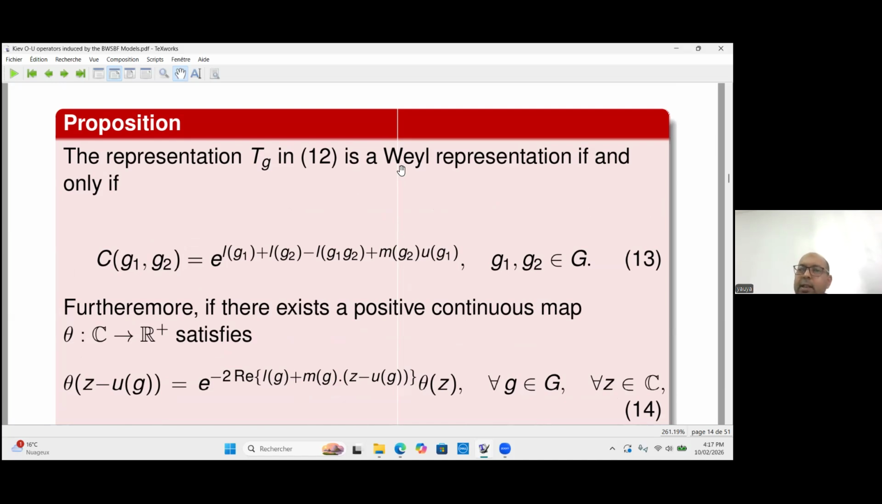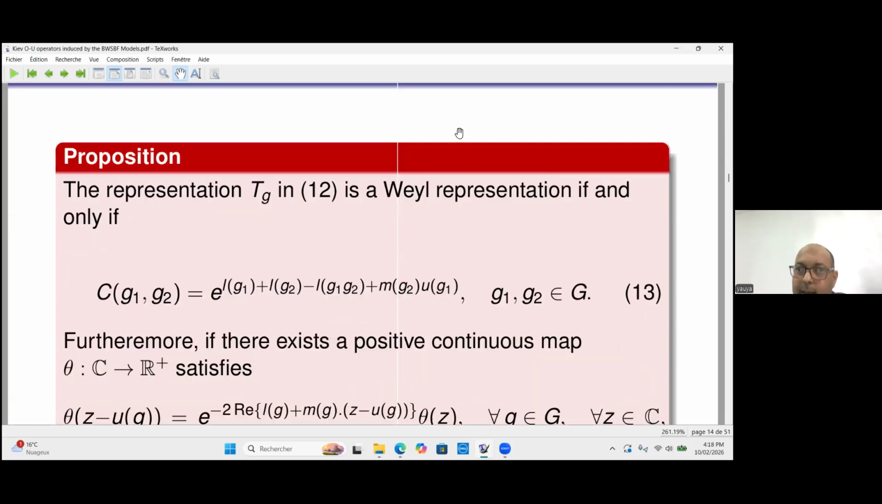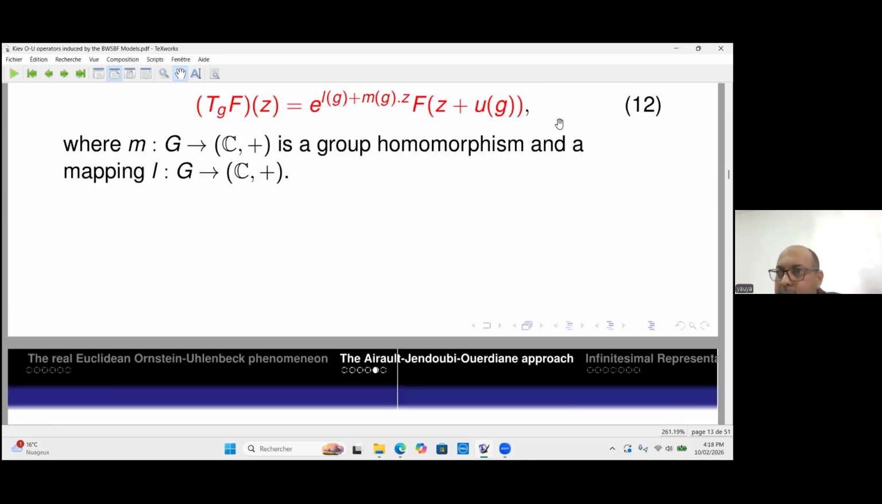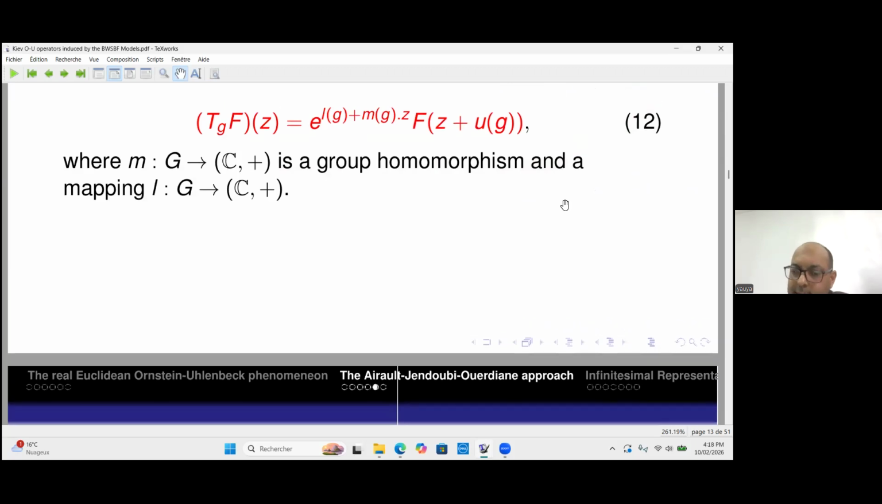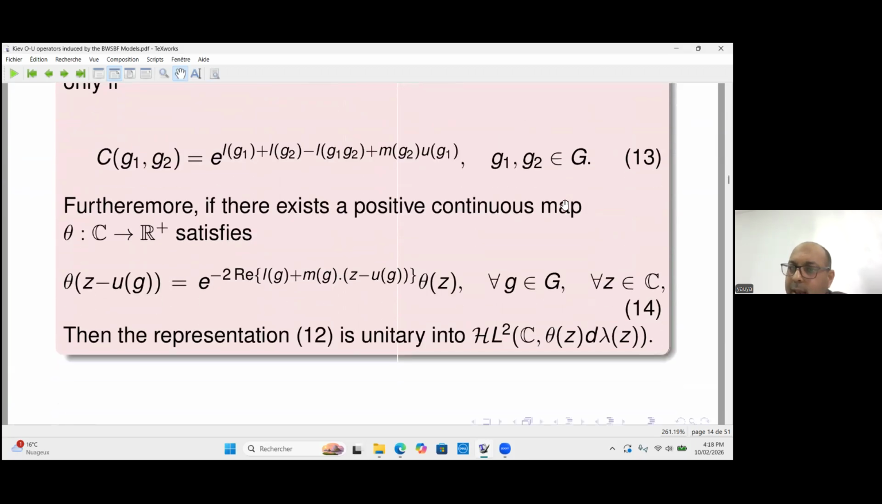Furthermore, if there exists a positive continuous map theta such that we have this equation here, where Re means the real part of this complex number, then our representation, given by equation 12, is a unitary representation into the space of holomorphic functions which are square integrable with respect to the measure with density theta.